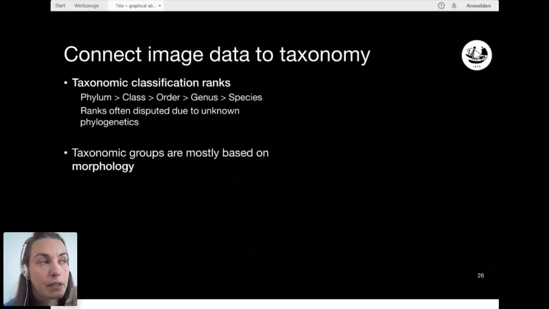so usually species are sorted into these taxonomic classification ranks. And ideally, this would be how we would like to sort the image data as well. However, many of these ranks are actually still disputed. And the gold standard for classification is often still morphology. So with the morphology information missing, it can be difficult to really set up a proper rank for every species.